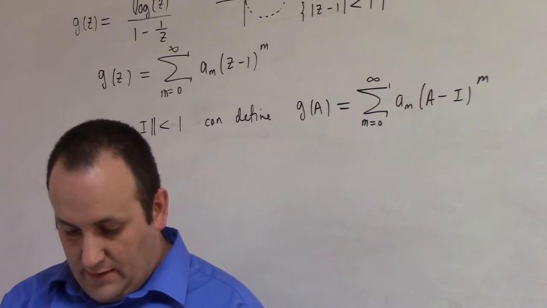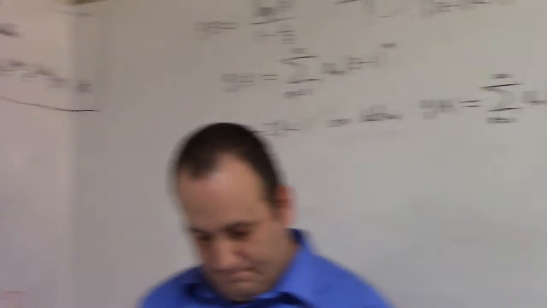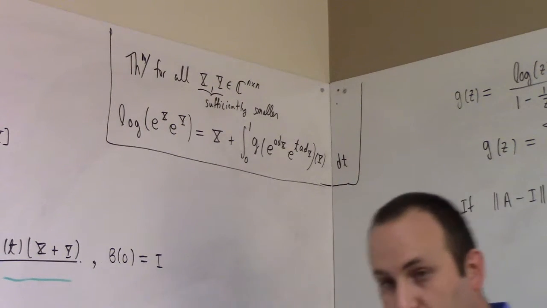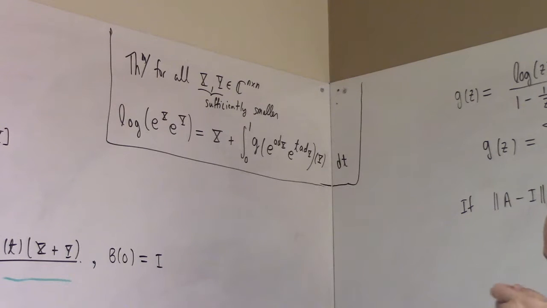Alright, going on. So, what happens if x and y commute? I think if x and y commute, the left-hand side is just going to be x plus y, right? Exactly. The left-hand side will be x plus y. How about the right-hand side? Can you see that's also x plus y if x and y commute?